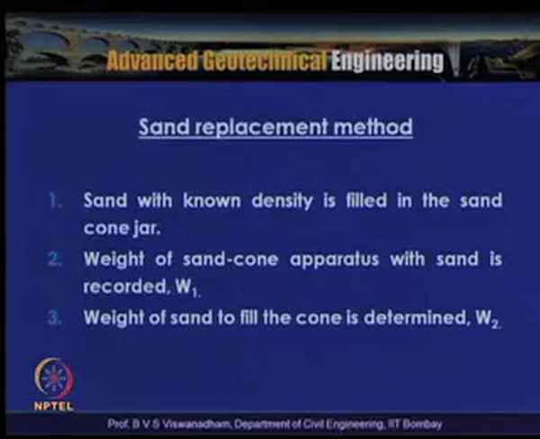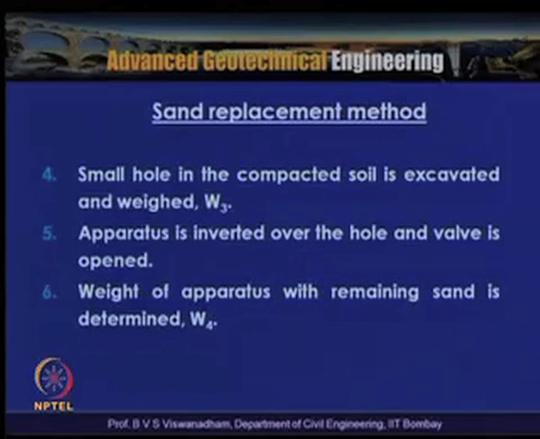The sand replacement method, or sand cone method, is nothing but a sand of known density filled in the sand cone jar, and the weight of the sand cone apparatus along with the sand is recorded. Here a certain type of standard sand needs to be used. Say the weight of the sand cone apparatus with sand is W1, and the weight of the sand to fill the cone is W2. Then a small hole in the compacted soil is excavated and the soil weighed. If you want to determine this in a particular layer, you excavate a small hole and weigh the soil, and that weight is W3.